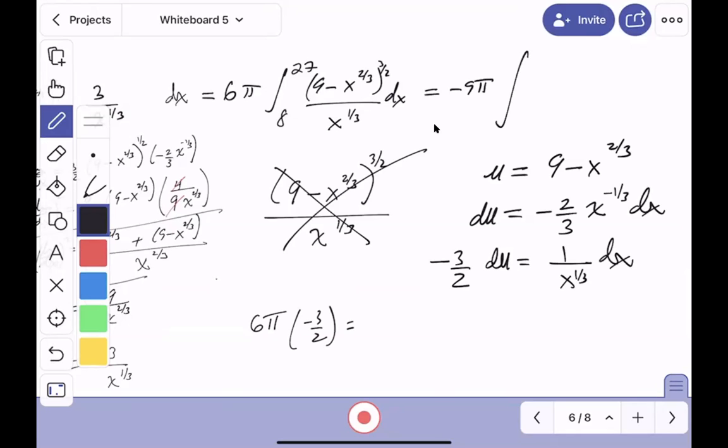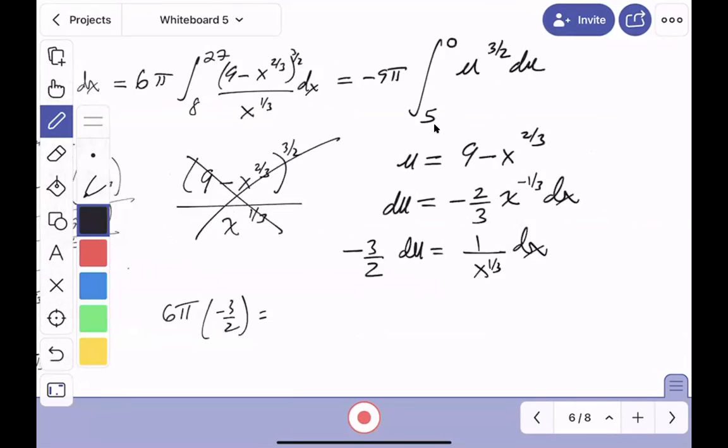Let me do the integration though. If I got an 8, that's going to be minus 9, 8 to the 2/3. Well, the cube root of 8 is 2, so that's going to be 4. 9 minus 4 is 5. And then what do I get? The cube root of 27 is 3, so that's going to be 0 then. And then you're going to get u to the 1/2, and the dx over x to the 1/3, I've already done that. That's the du.